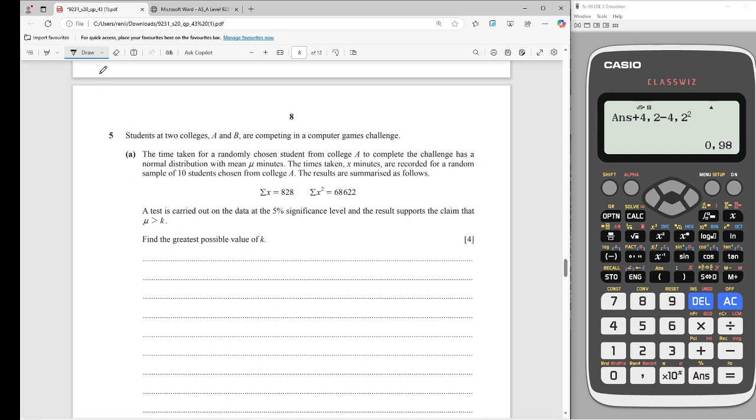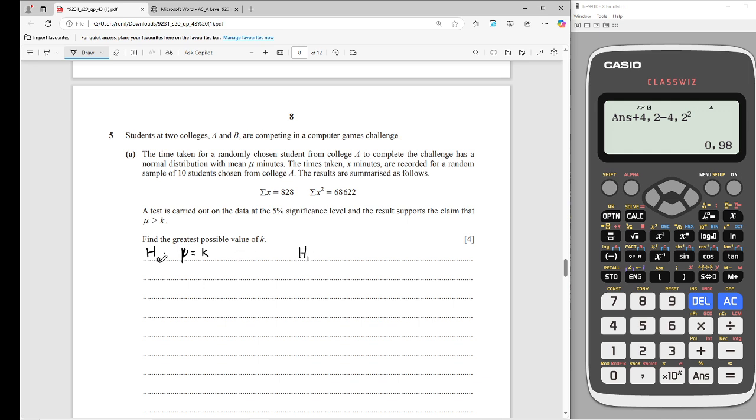Okay, first of all, whenever we do an inferential statistics kind of test, we have to state our null and alternative hypothesis. In this case, our null hypothesis would be mu equals k, and our alternative hypothesis.